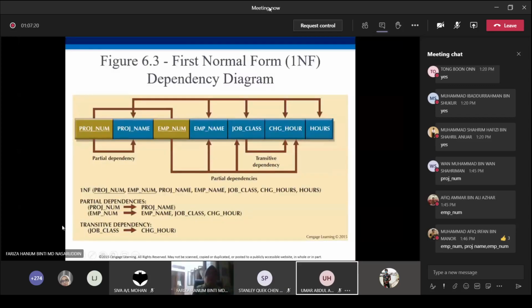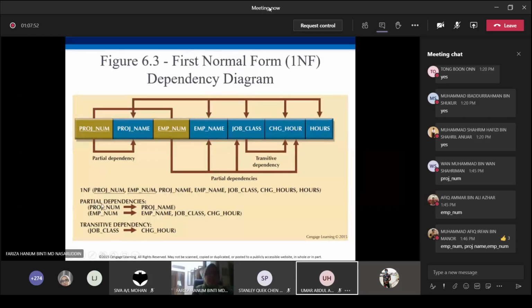dependency diagram, you can draw up your relational schema here. So you will say that, okay, in the first normal form, you have the project num, comma, employee num. Okay, and then this is the primary key because it is underlined. So these are all the attributes in the schema. So what are your partial dependencies?